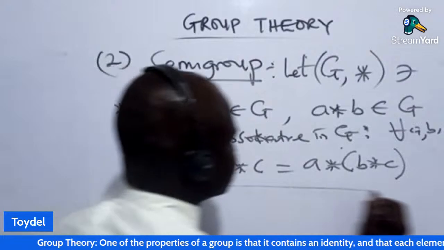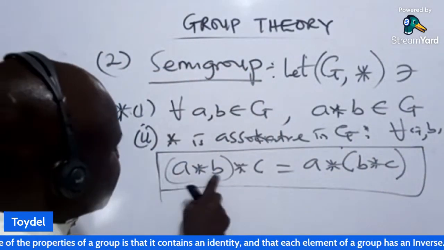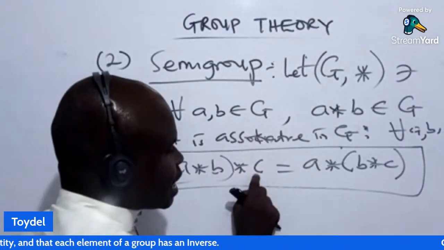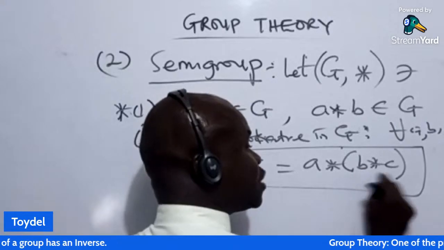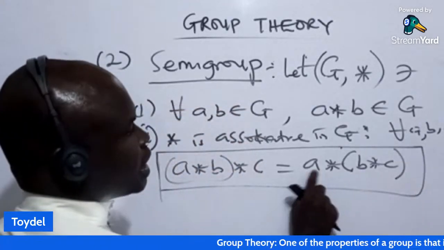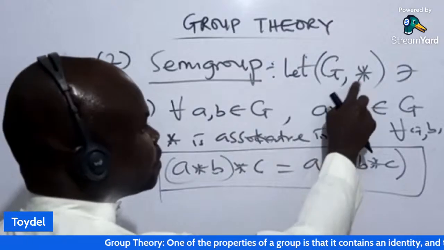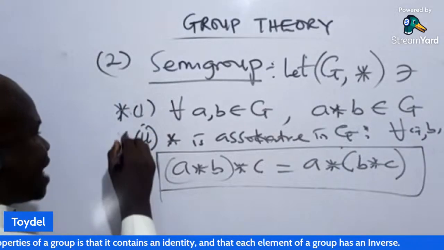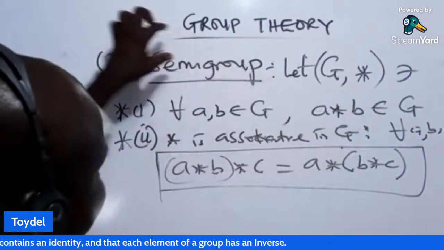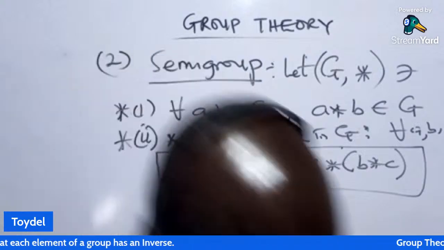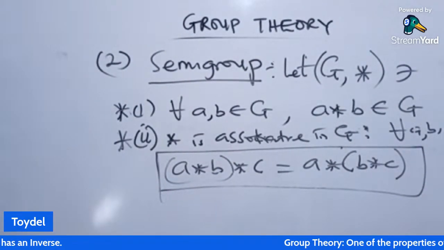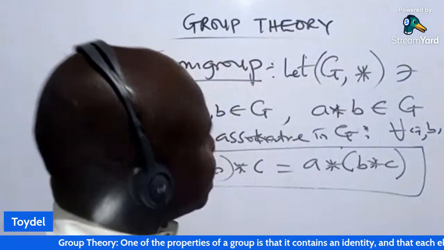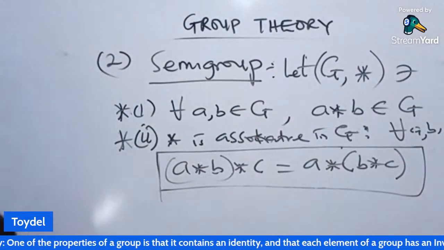This is the concept of associativity in binary operations. If you pick the first two elements of G and get the result, then operate with the third element, are we going to get the same result as first picking the last two elements and then operating with the first element? If you get the same thing, then it simply means that the binary operation asterisk is associative in G. So if these two properties are satisfied, then we refer to (G, asterisk) as a semigroup.